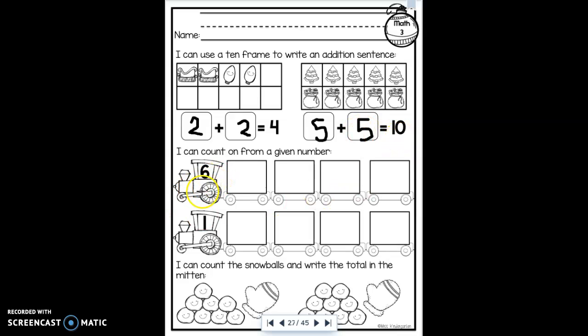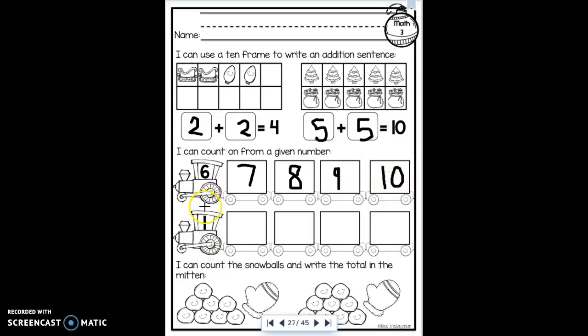Coming to the middle, I need to count on. Remember, they give me the number in the engine, and I fill the cars with the numbers that come after. So the first number I have here is 6. After 6, I have 7. And I can keep counting. 8, 9, and 10. Remember 10, the 1 comes first, then the 0. We always write left to right, left to right. So you do your 1 first, then your 0.